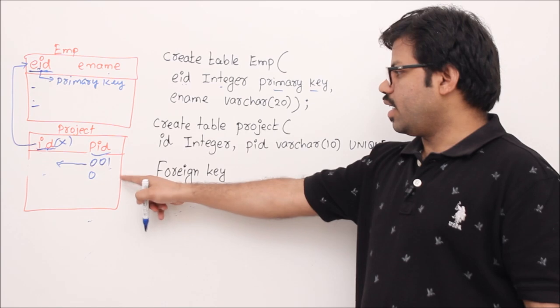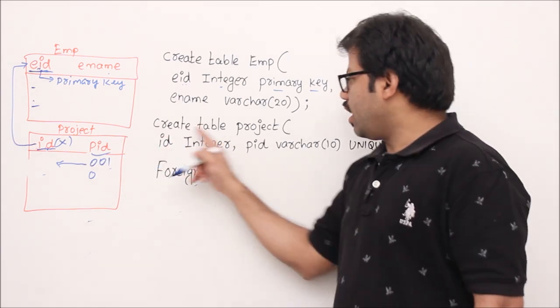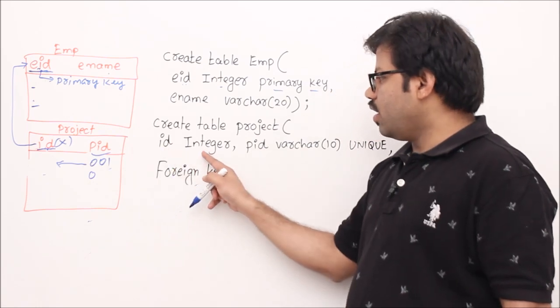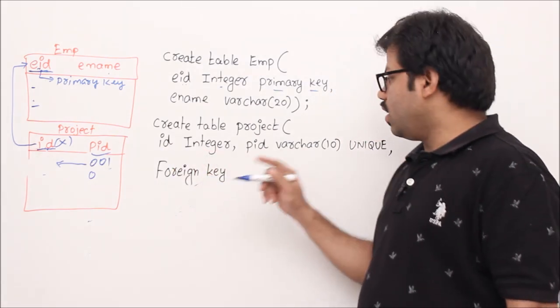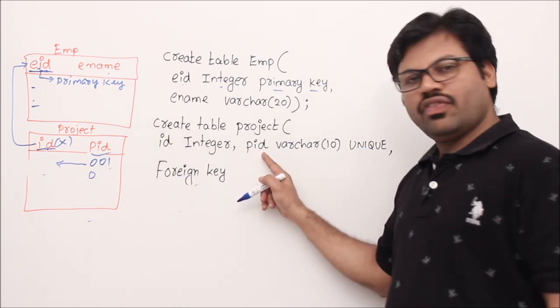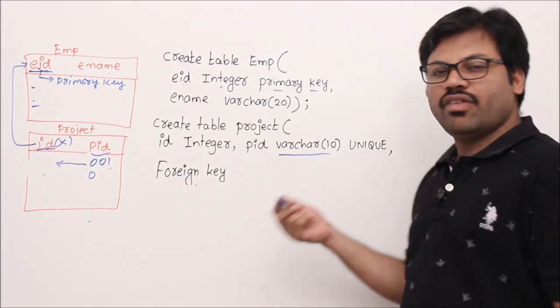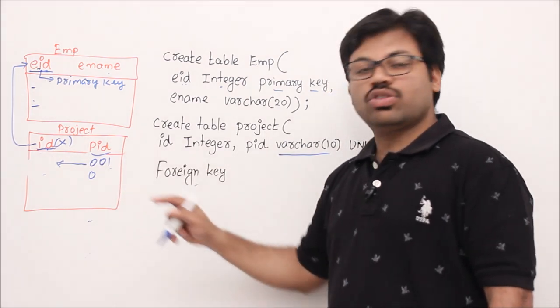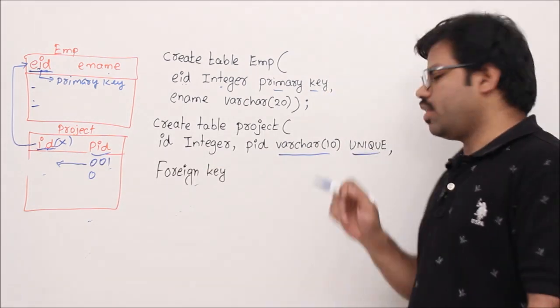Now take the second table. In this, create table project, first ID. What is the data type of ID? The domain type, integer, right? Next, project ID is another field which is varchar of 10. That means I want to represent it as a string. Followed by, this project ID should not be repeated. That's why I made it unique.